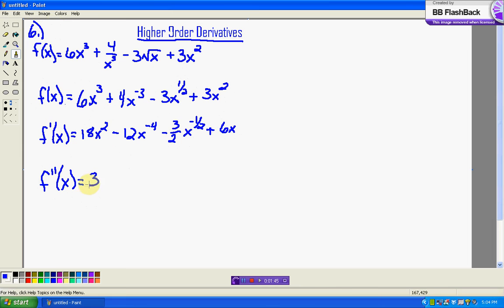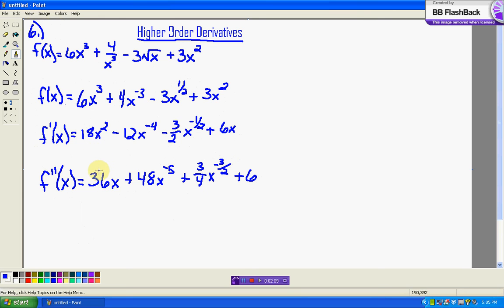So you take the derivative, 36x plus 48x to the negative fifth plus 3 over 4 x to the negative 3 halves. I'm going to explain that in a second. Plus 6. Okay, so a couple things happened here.